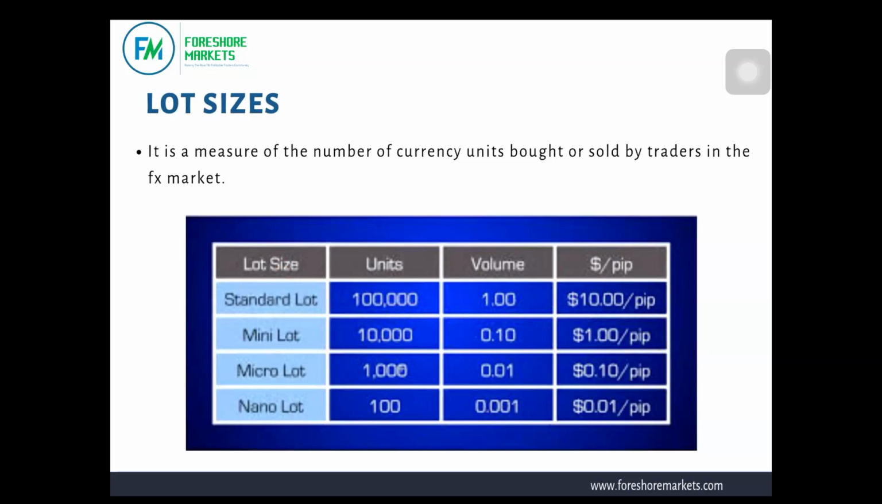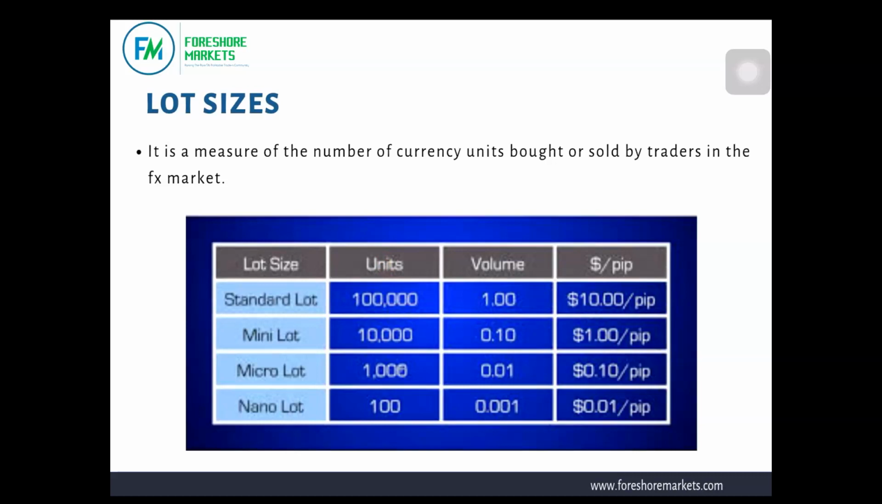All right, so this is the standard lot size. This is what we use as a standard measure of currency units bought or sold in the market, and then we can break that standard lot size into mini lot size, micro lot size, or nano lot size. So what is a standard lot in the FX market? If you look to the right under units, you can see that a standard lot is 100,000 units.